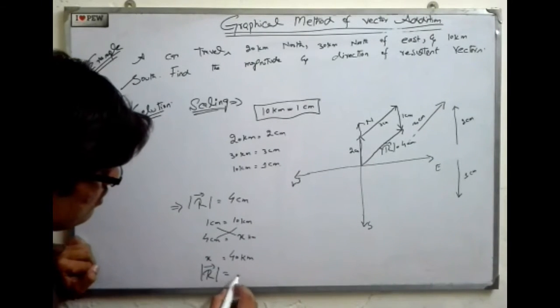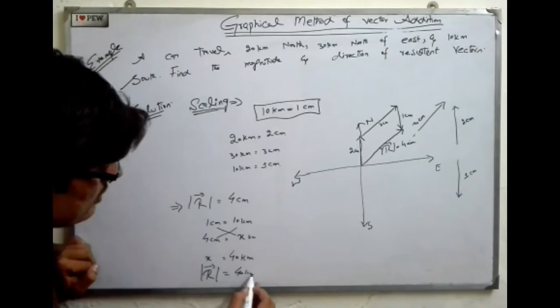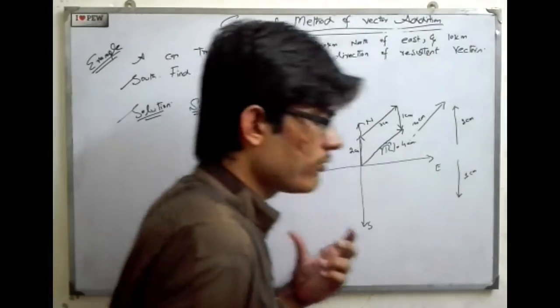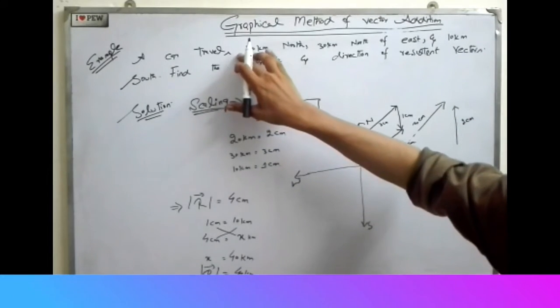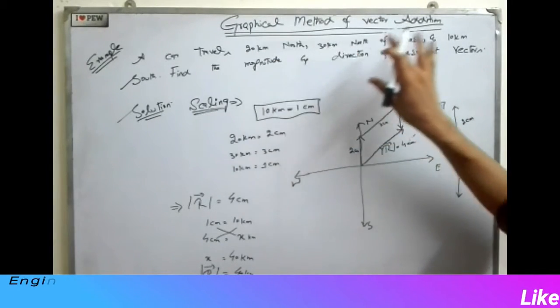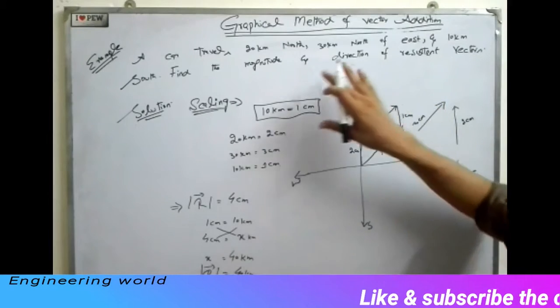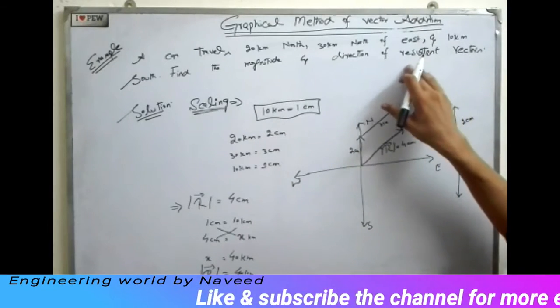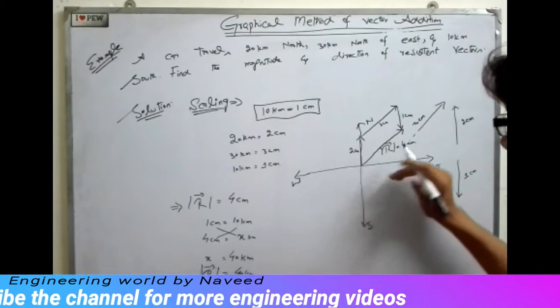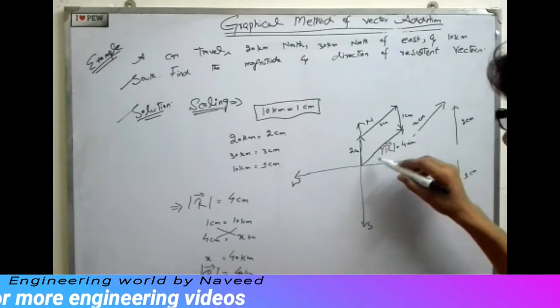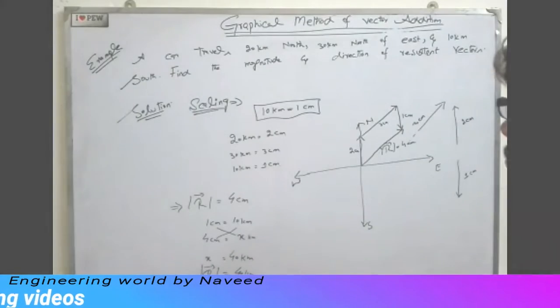So my resultant will be equal to 40 kilometer, if the individual vectors given to us are 20 kilometer, 30 kilometer and 10 kilometer. So the magnitude and direction of the resultant vector will be 40 kilometer, and it will be in this direction, north of east.